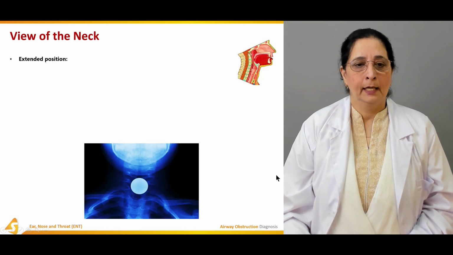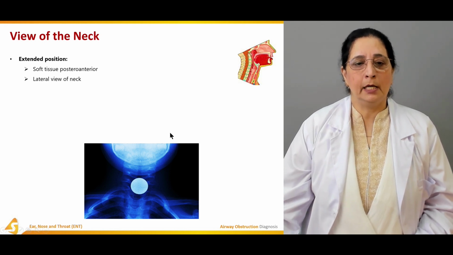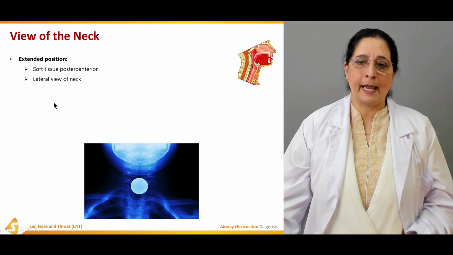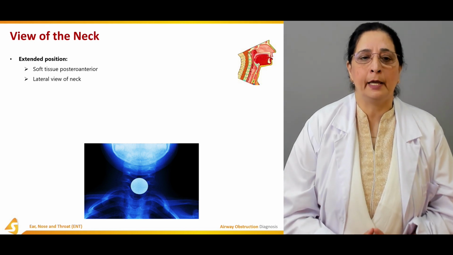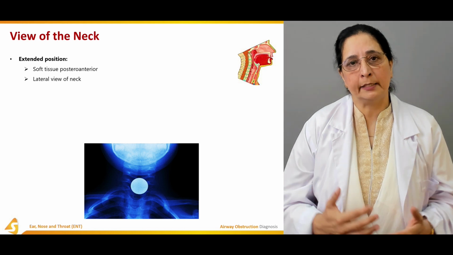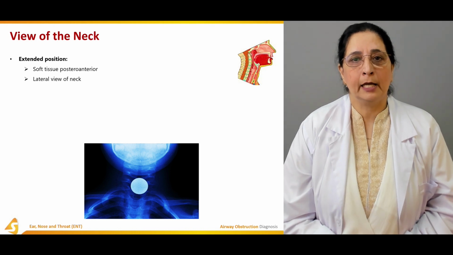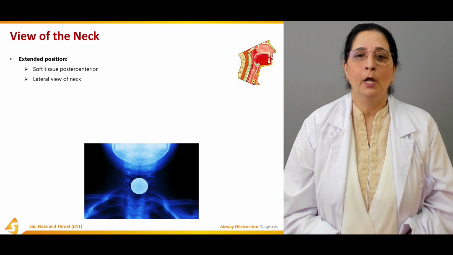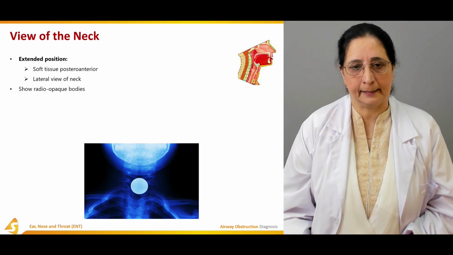View of the neck: the extended position of the neck shows the soft tissue. We look at the postero-anterior view, PA, and the lateral view of the neck. So these are the different views in which an x-ray of the neck should be done, the lateral view or the PA view, or postero-anterior view. The PA view is especially helpful for looking at the soft tissues of the neck.